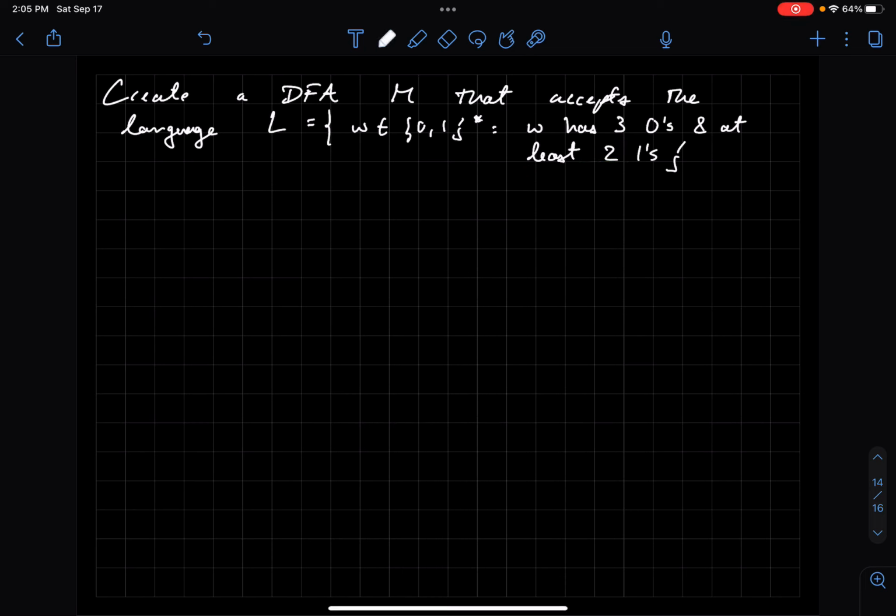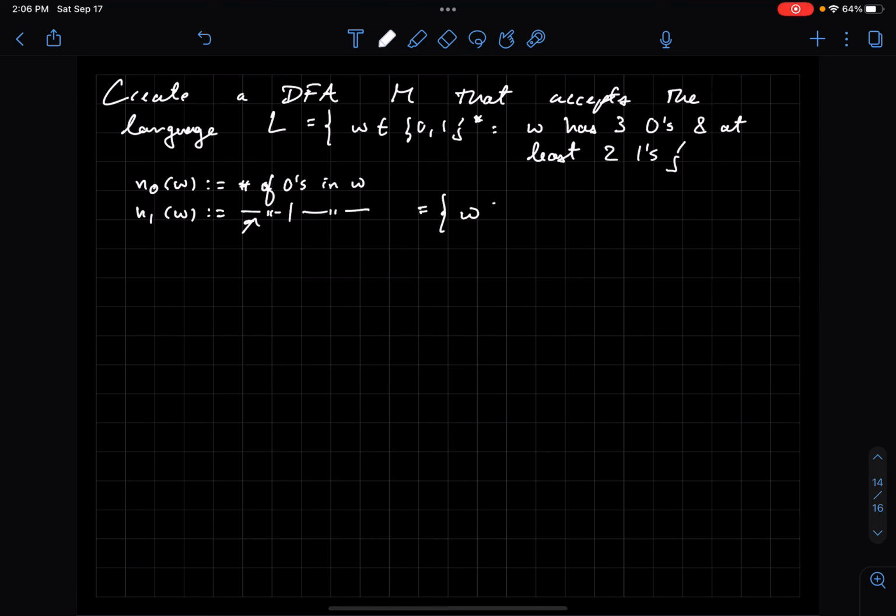In other words, if I rewrite this with a more formal representation, let n0 of w and n1 of w define the number of zeros and ones in w. So I can rewrite this as w in {0, 1}*, such that the number of zeros in w is exactly 3, and the number of ones in w is at least 2.